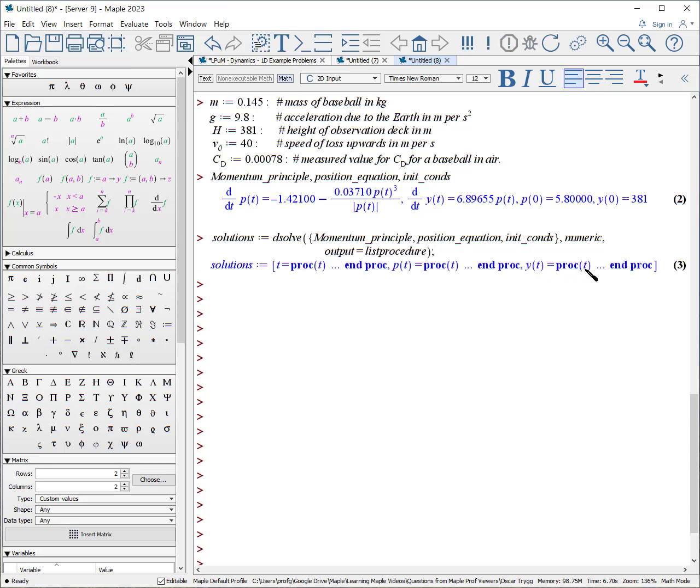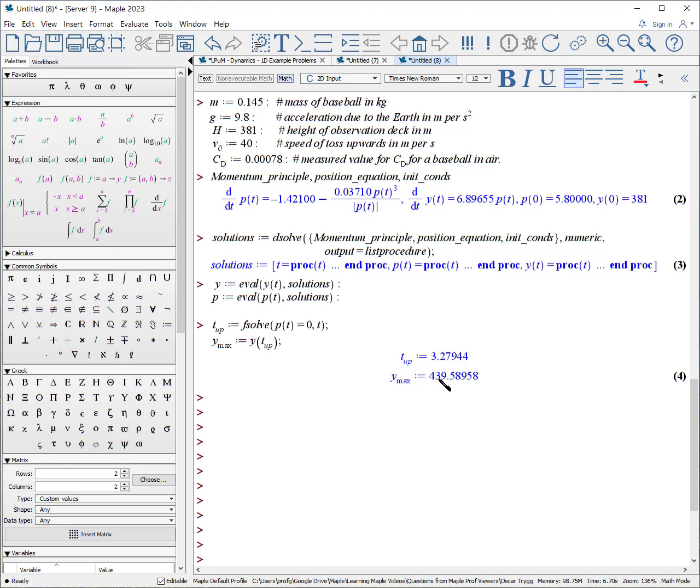The solutions are found in these procedures, which we can extract out as functions. And now we can actually solve the problem. For example, when p of t is equal to 0, that's when the ball has reached its highest altitude. At that point, we can say the position at that time is the maximum height. This turns out to be about 440 meters after about 3.3 seconds.